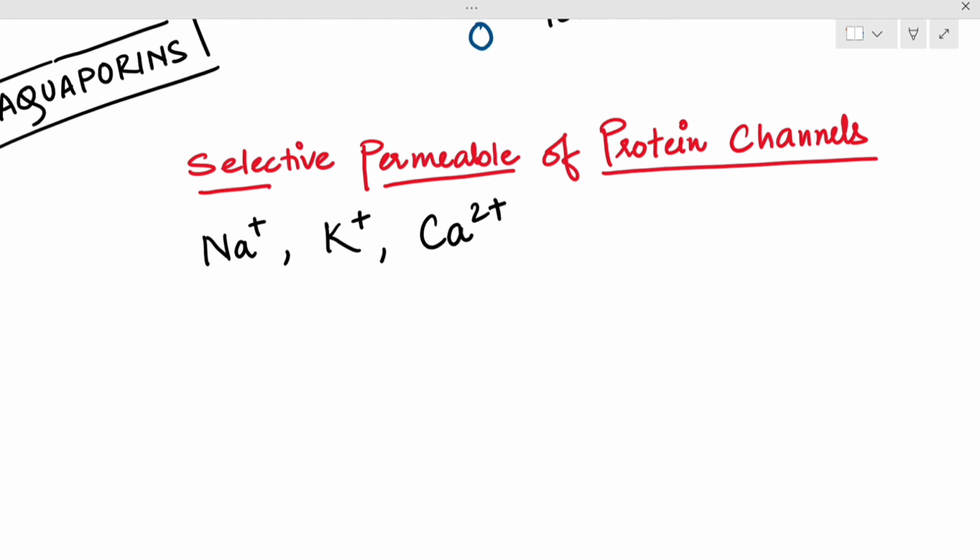Like the sodium channel. The name itself says sodium channel, that means this channel only allows sodium to pass. Potassium channel will only allow potassium to pass. Similarly, the calcium channel also. Okay. So these are some examples of selectively permeable channels. Fine.